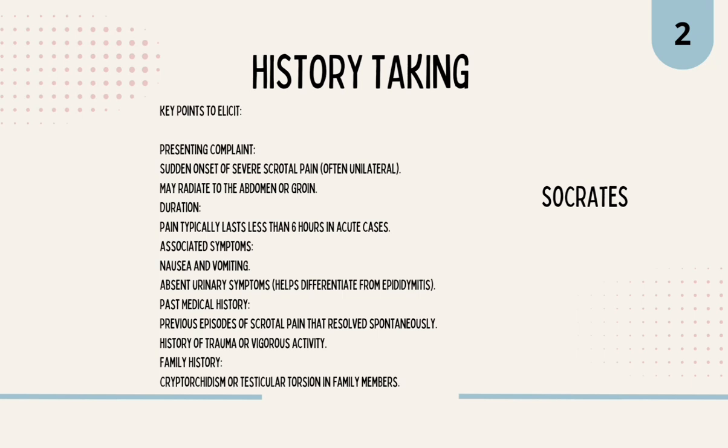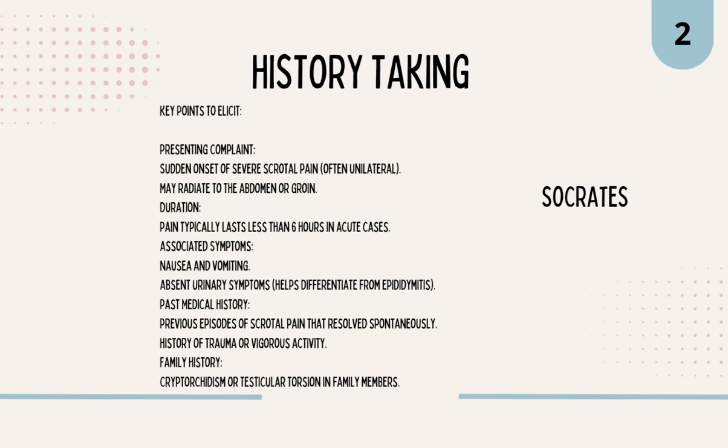Okay, so you can see here the presenting complaint will be sudden onset of severe scrotal pain. It will often be unilateral. That is an important factor, because in case of infections or any other causes, it will most probably be bilateral. If it is unilateral pain, it more probably points towards a scrotal cause, which is causing this torsion. It may radiate into the abdomen or the groin area. The duration of pain typically lasts less than 6 hours in acute cases. So 6 hours is an important time lapse in this case.